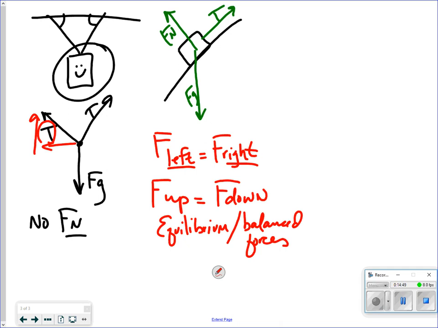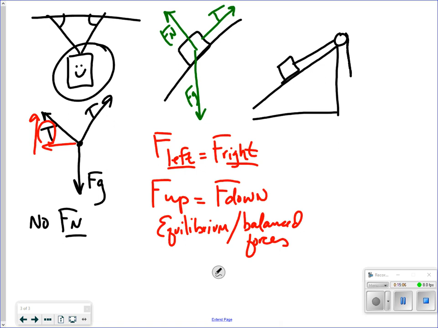My last crazy looking one I'm going to show you is something called an Atwood machine, and we see a lot of these when we do physics. It doesn't have to have a ramp, but it often does. And there's a pulley, and then there's something else over there. This is what's known as an Atwood machine.